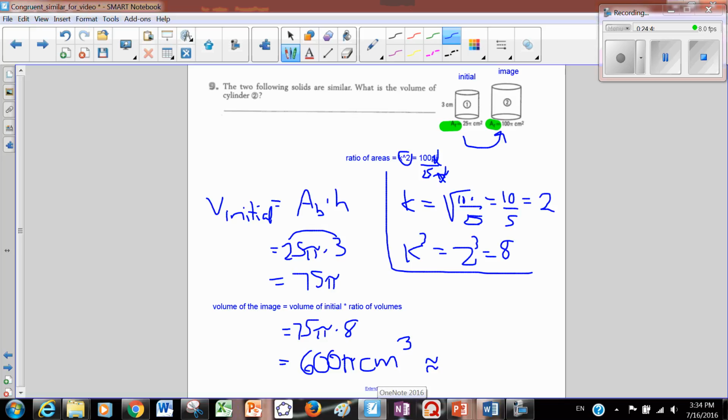I know some of you will probably take the calculator and calculate 600 times pi. If you do that, you're going to get something that's not precise, 1884.95 and so on. So it's always better to keep the answer that is more precise. I would leave it like that, 600 pi.